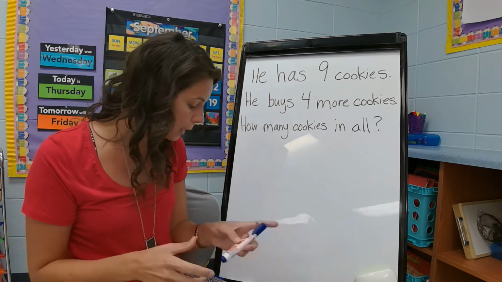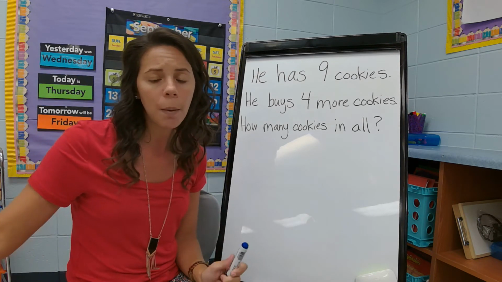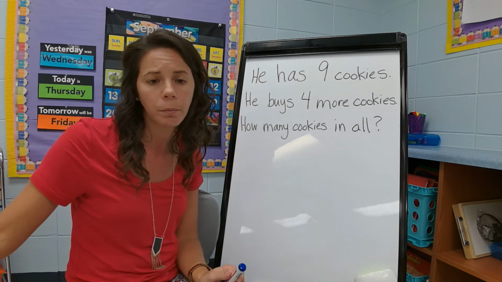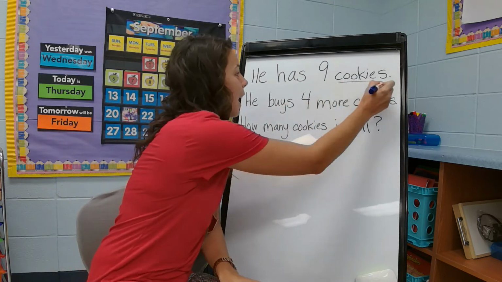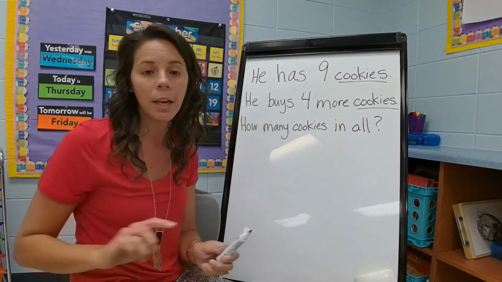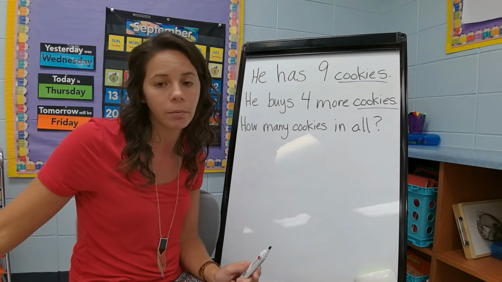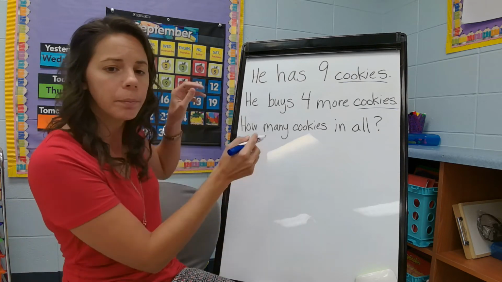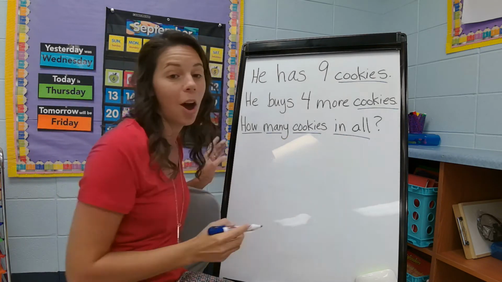Before we get started, let's think about what is our question asking us? Let's make sense of it. So who can tell me what we're talking about? What is the story problem about? All right. Allison? Cookies, and I love cookies. All right, so let's underline cookies. Now, what do we need to know about cookies? What's our question asking us? Go ahead, Clara. How many cookies there are in all? How many cookies in all?